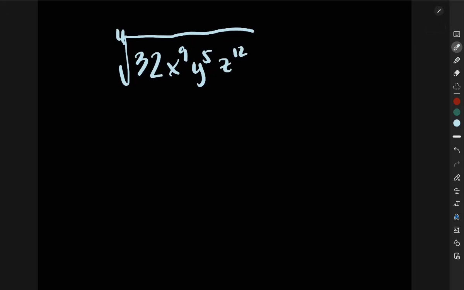So here, that 32, let's transform it first. 32 can be written as 2 to the power of 5: 2 times 2 times 2 times 2 times 2. That's 5 2's to multiply, and it will give you 32. And then we'll rewrite everything first.